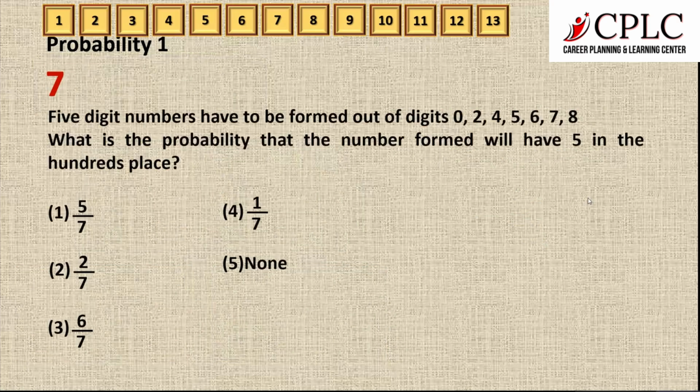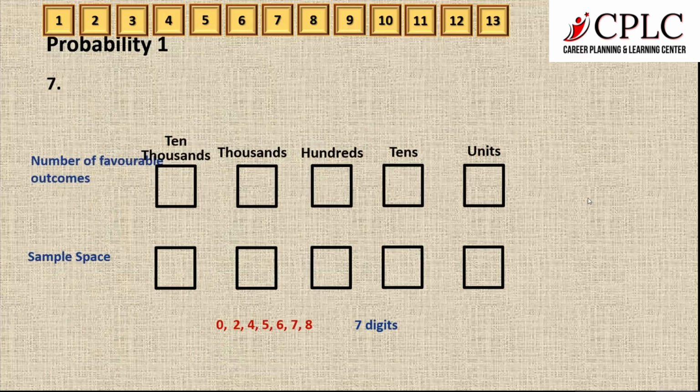Moving to the next question. A 5-digit number is to be formed out of digits 0, 2, 4, 5, 6, 7, and 8. What is the probability that the number formed will have 5 in the hundreds place? Now, in the hundreds place, we need 5. Nothing is said about repetition, so obviously we have to consider repetition allowed. Now only 5 can come at the hundreds place. That means only one possibility would come.